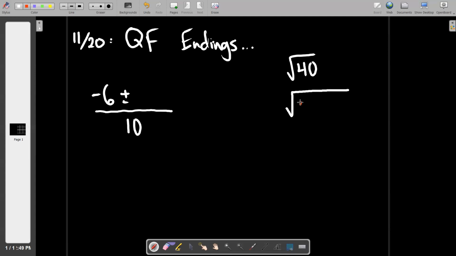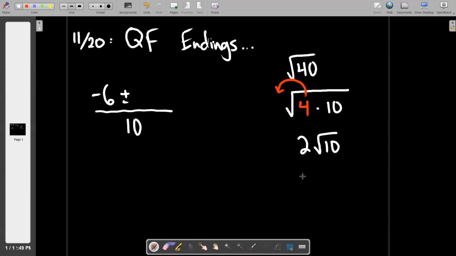4 and 10 is the best combination because 4 is on the red list like this. So it'll translate into -6 plus or minus the square root of 4. Well, what happens is this 4, I wrote him in red because he's a jailbreak. And when 4 breaks out of jail, he square roots himself. He becomes a 2. So what we actually have now is 2 root 10.